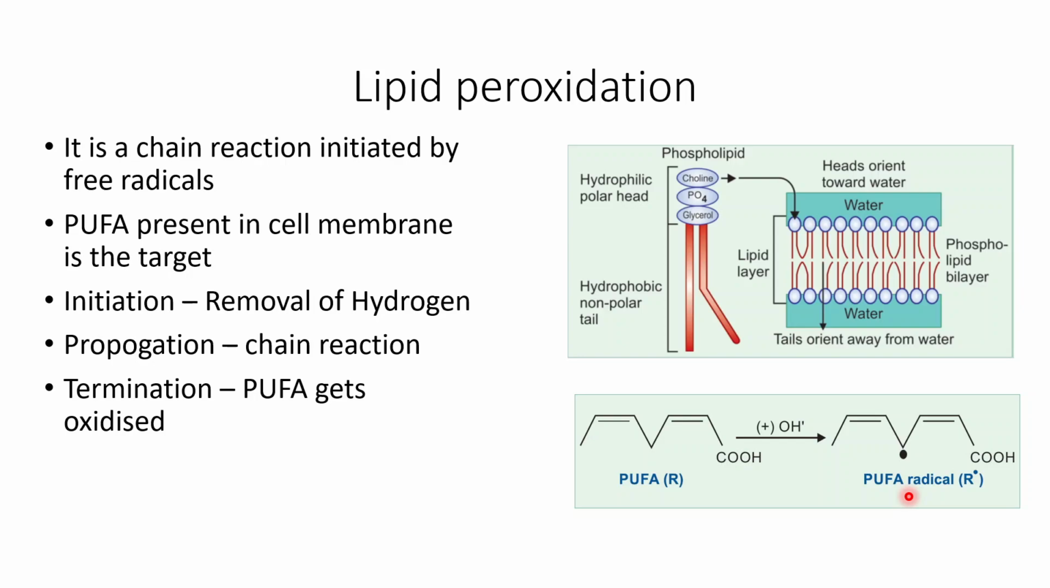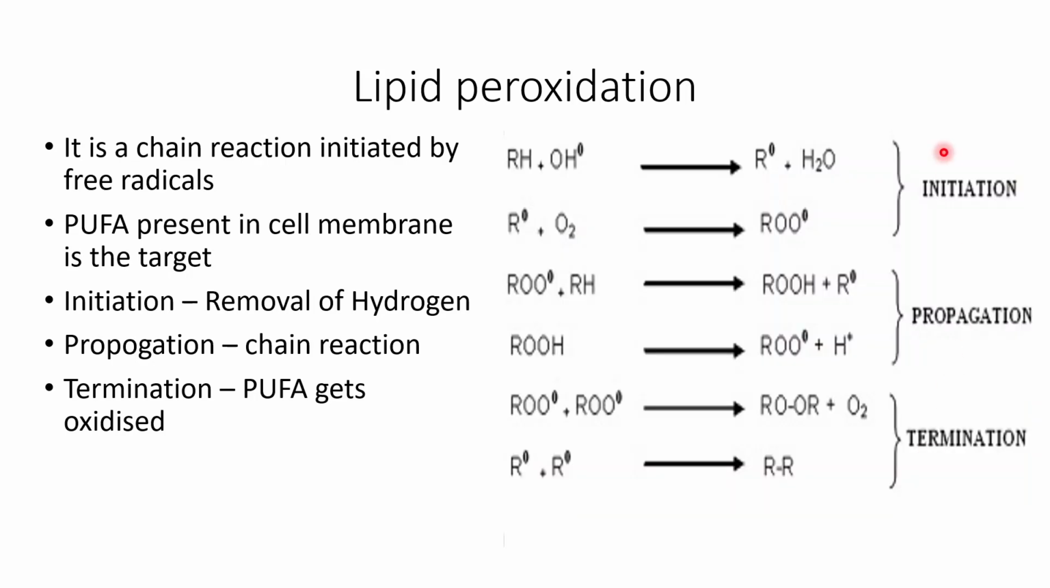So lipid peroxidation is nothing else but the action of hydroxyl free radical on polyunsaturated fatty acid, leading to formation of a PUFA radical. Here RH is the PUFA. This PUFA reacts with the hydroxyl radical to form a PUFA radical. This PUFA radical again reacts with oxygen to form a lipid peroxide. This lipid peroxide again reacts with the lipid itself or the PUFA to form again a lipid free radical or a PUFA free radical.